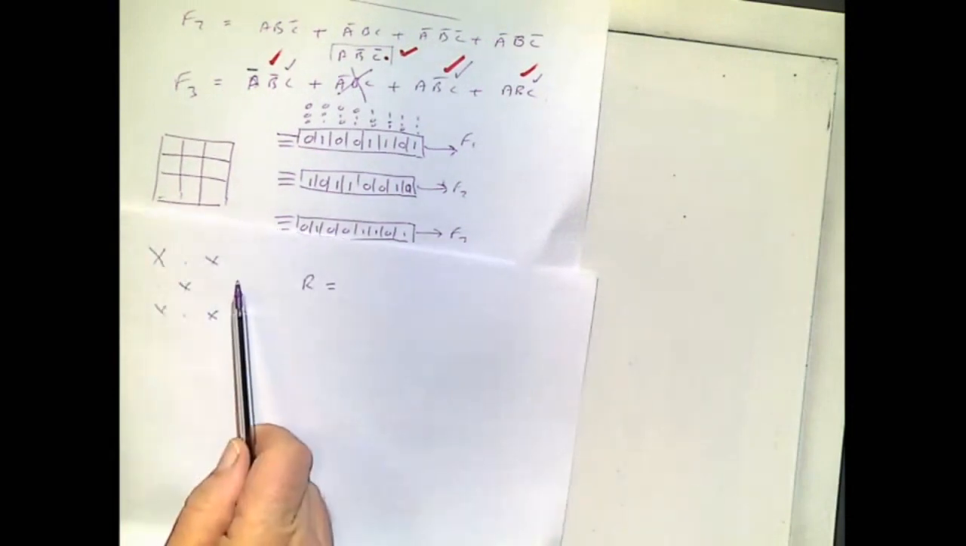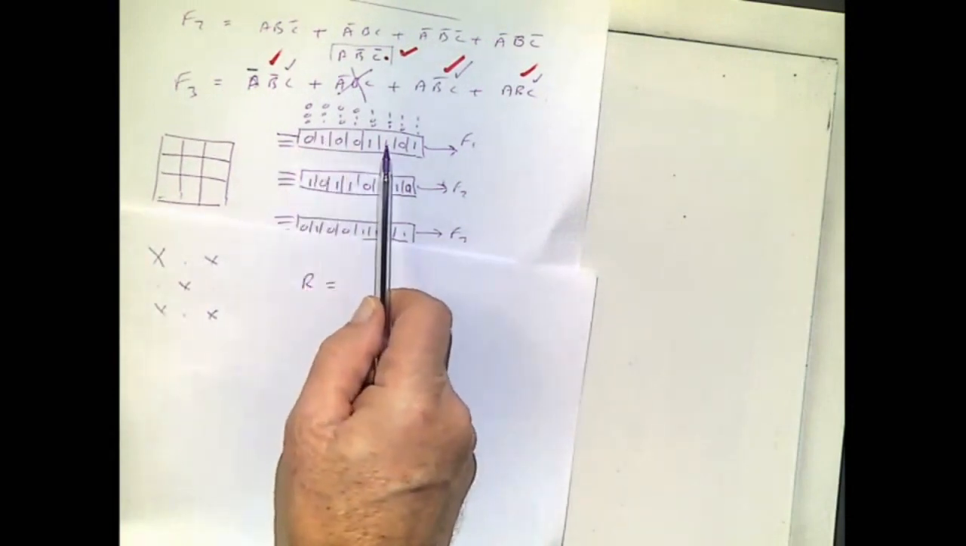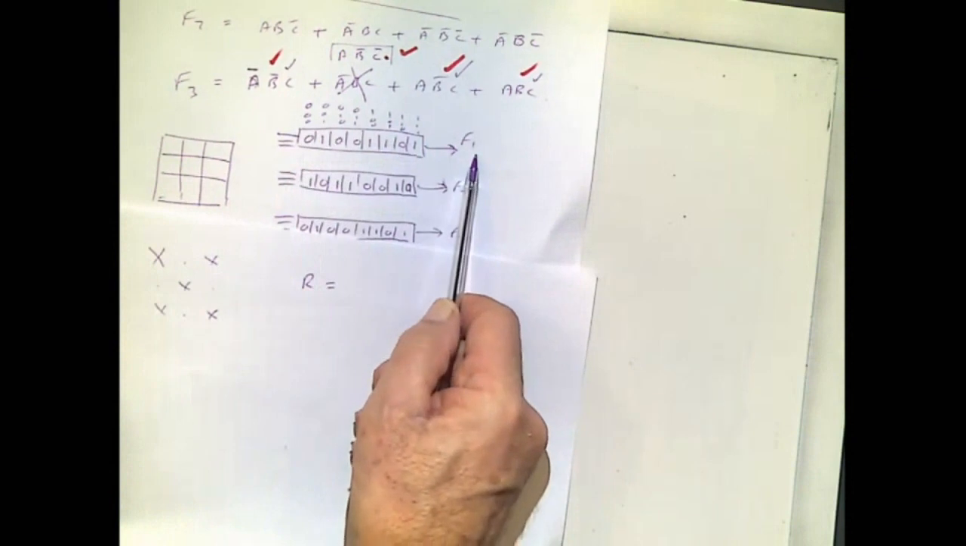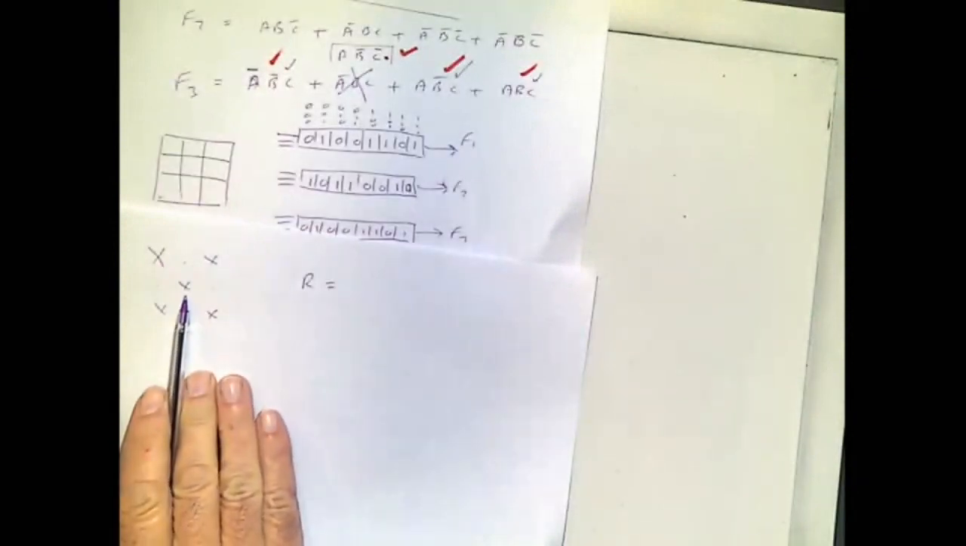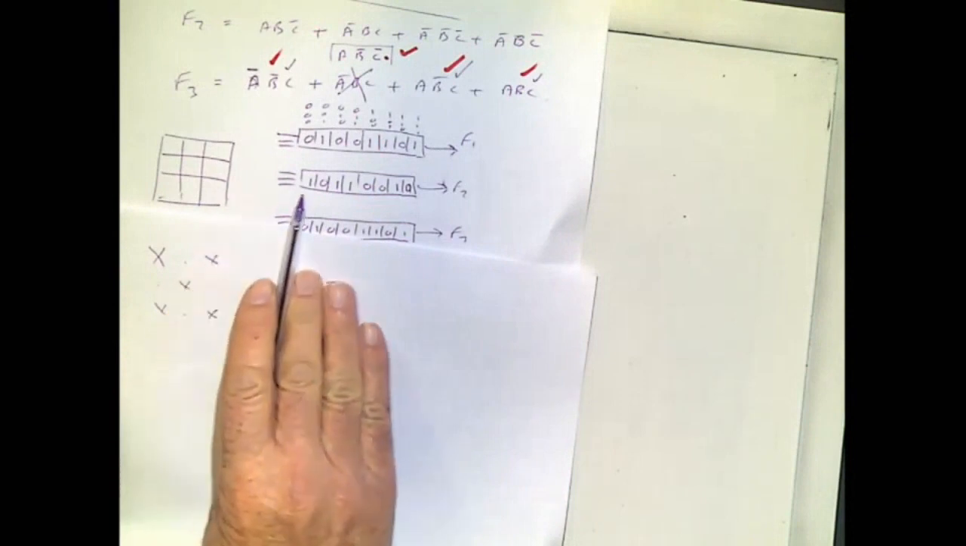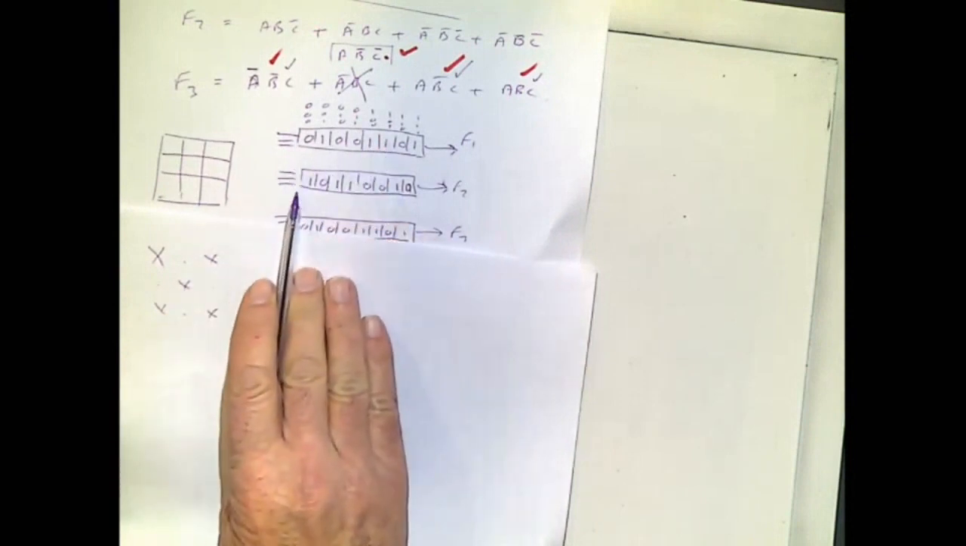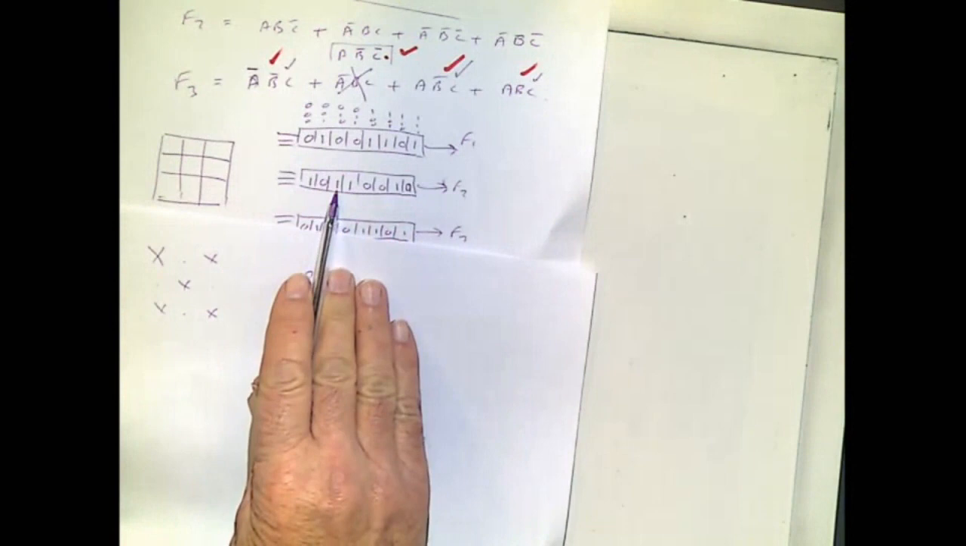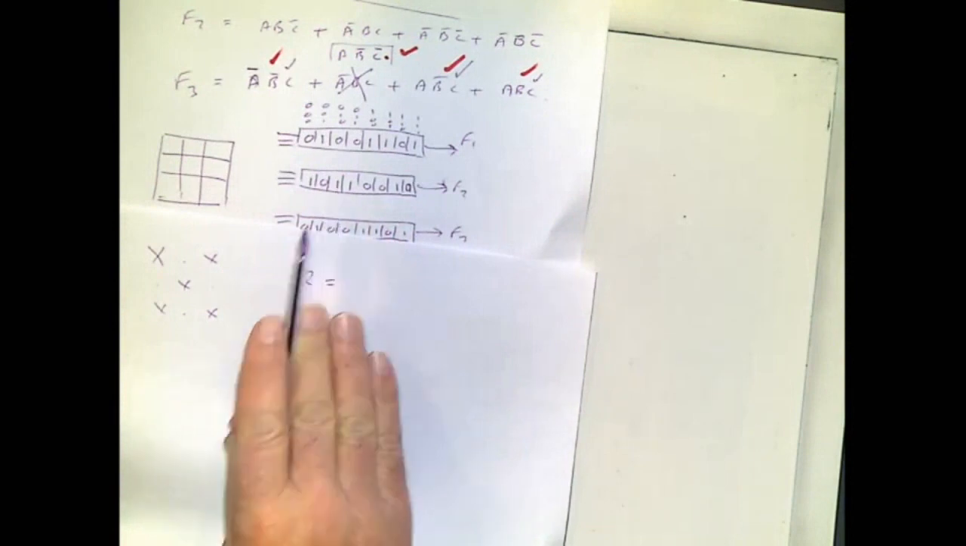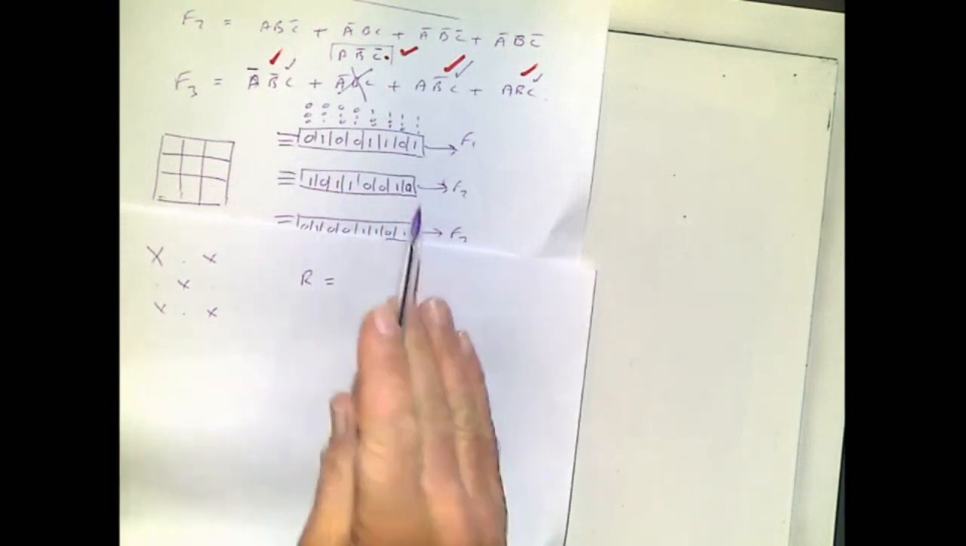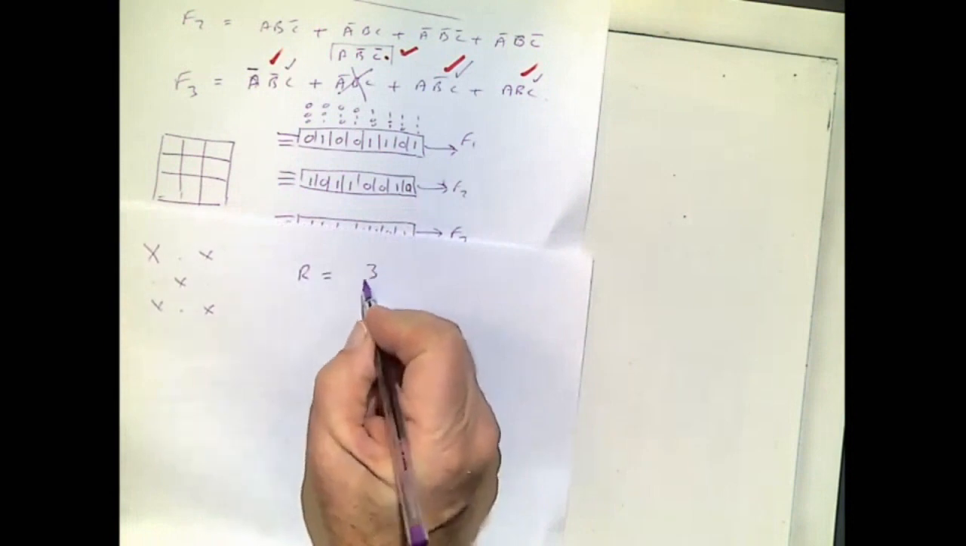We've got 5 going into the top function. Location 5 is a 1. F1 is 1. 2 is going into the second function. Location 2 is 1. That's 2 ones. And 5, same as 4, the response is 3. It's recognizing it.